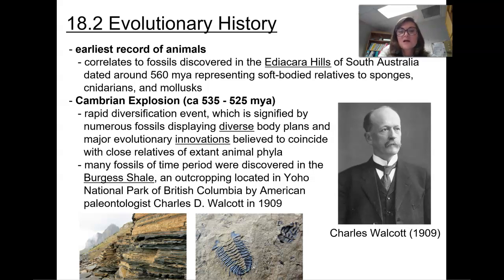Many fossils of the time period have been discovered in what's called the Burgess Shale, an outcropping located in Yoho National Park of British Columbia, and it was discovered by American paleontologist Charles D. Walcott in 1909. You can see some of these rock formations and discoveries at the bottom of the slide here.